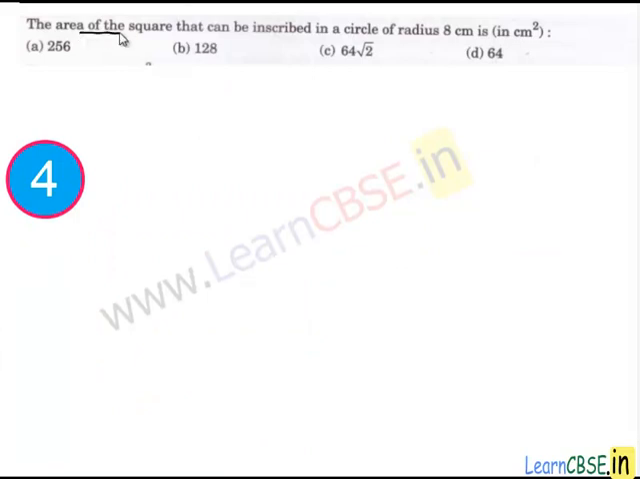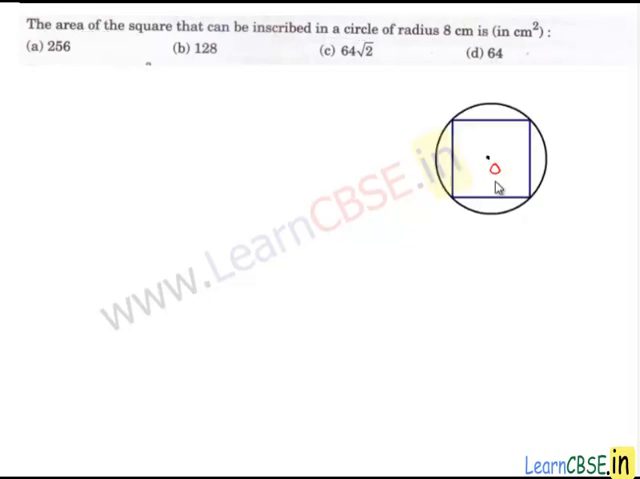In this question, we have to find the area of a square which is inscribed in a circle of radius 8 centimeters. Let's work out the problem. Here we have a circle with center O, and in this circle a square is inscribed, and we are given the radius of the circle is 8 centimeters. Let it be r, and we have it is 8 centimeters. Let ABCD be the square. According to the question, we have to find out the area of this square ABCD.